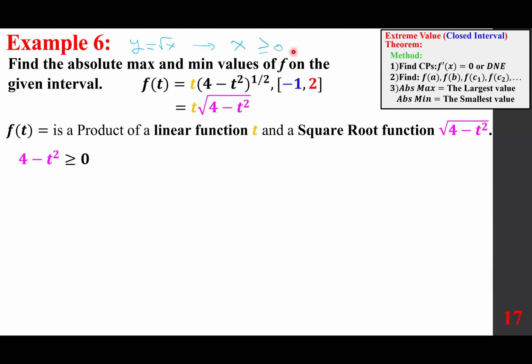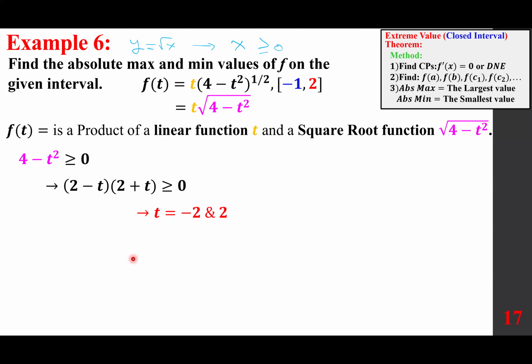Must be non-negative. That's a better statement. In any event, how do we come up with the domain? We have to use what is called a sign graph. And so we are going to factor this into 2 minus t, 2 plus t. When we set it equal to 0, this gives you positive 2, this gives you negative 2. So there are two answers.